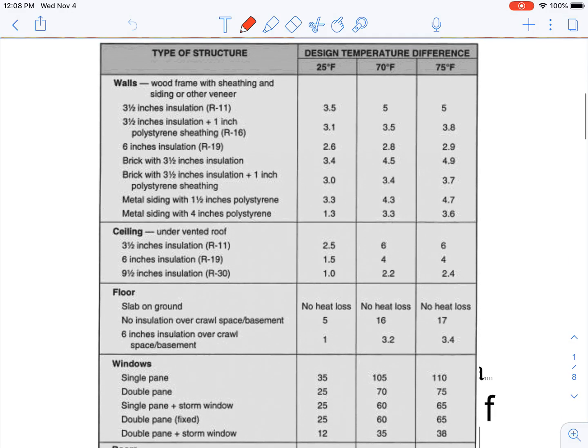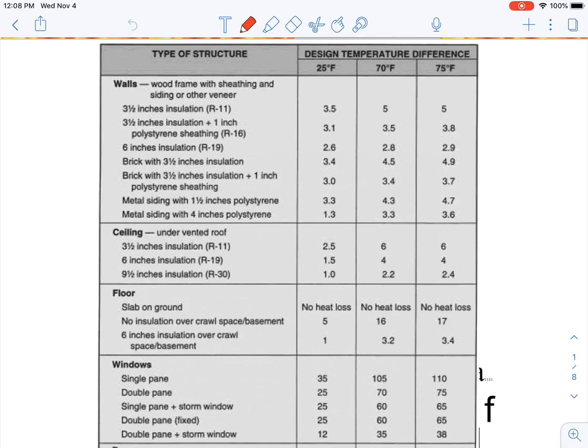So there are different standards that we use when we do heat load calculations based off what kind of material is used to make the walls, the ceiling, the floor, and the windows. And then there is a coefficient of change. Here are these numbers.